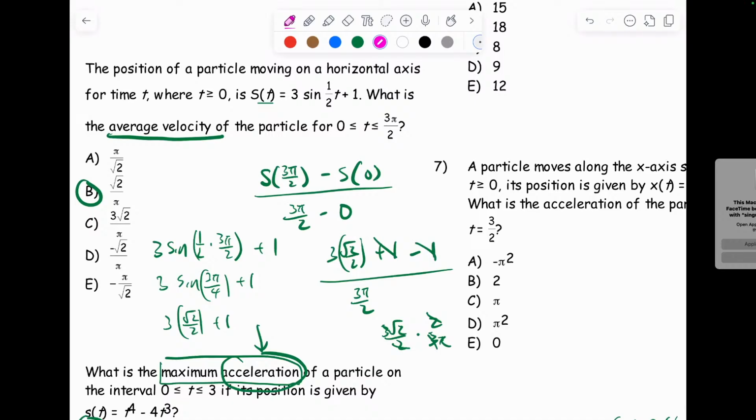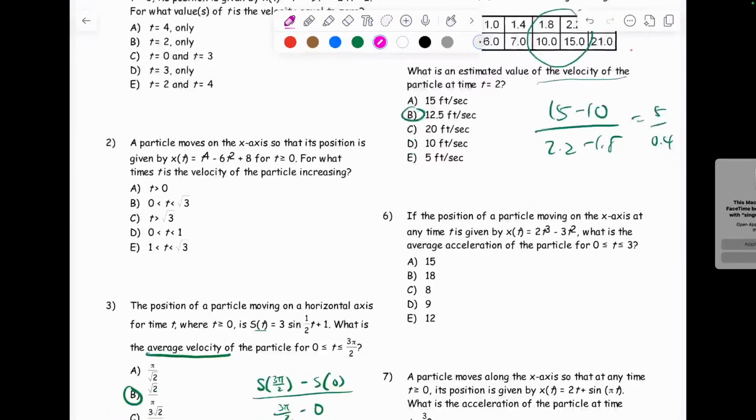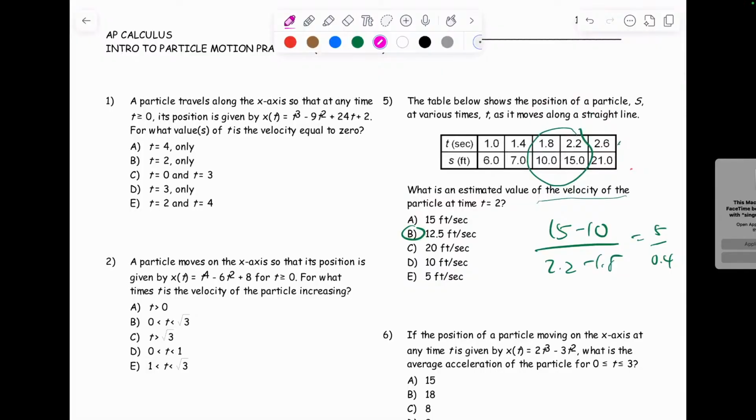Can you go over one of the table ones? Which one? This one? Yeah. So this is velocity. Velocity is the slope of position. Because the table is position, you just have to find the slope of those 2 points. This is actually a good AP exam question. I see this all the time. This question is very common.